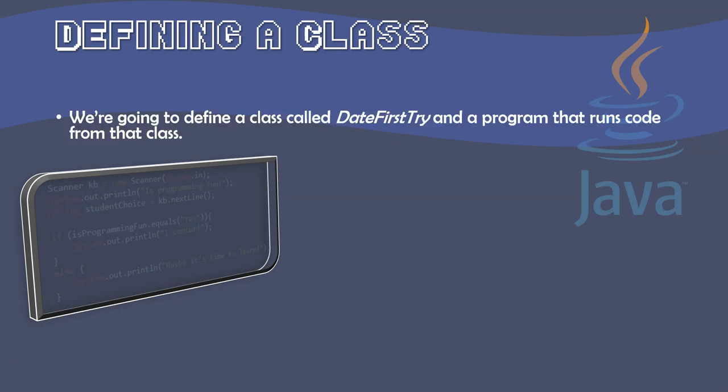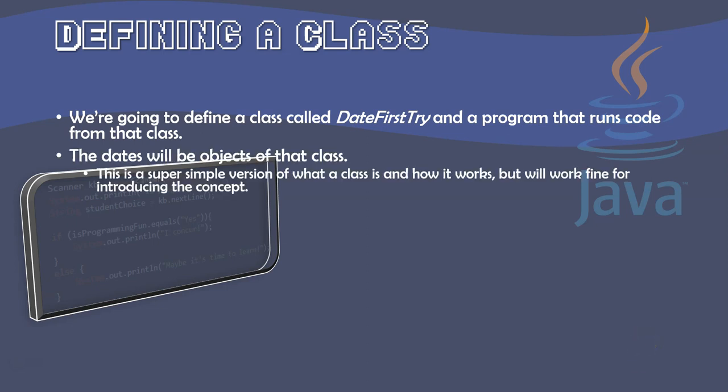So we're going to define a class called DateFirstTry, and we're going to create a program that runs code from that class. The dates, of course, are going to be objects of that class. For our purposes, this is a pretty simple version of what a class is and how it works, but it's going to be perfectly fine for introducing this concept of what a class is.